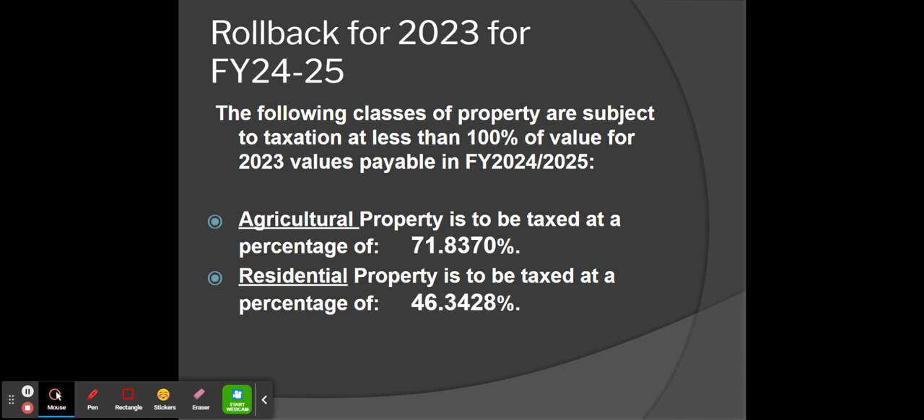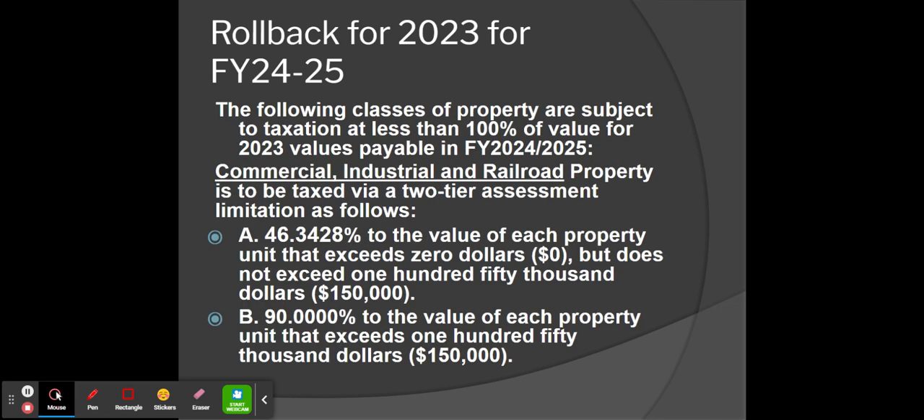And when we talk about 2023 assessment year, of course, that is for the fiscal year 2024-25. And the following classes of property are subject to taxation at less than 100% of value. So ag property, so this would be your ag land and buildings, is to be taxed at 71.8370. And residential property is to be taxed at 46.3428.